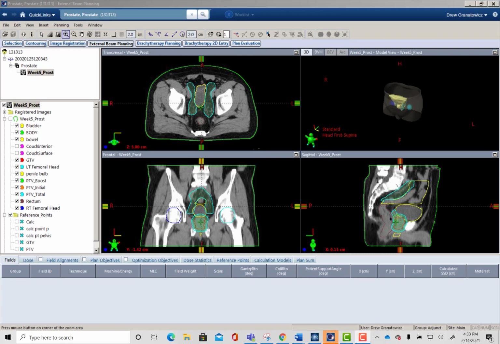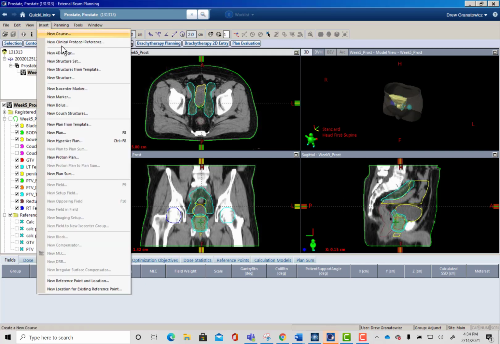Everyone, for the next 2 weeks we're going to be working on this same prostate case. This week we're going to do the initial plan. Next week we'll work on the boost and then put both plans together for the plan sum. We'll go over all that next week. This week let's just focus on this single plan. Okay, let's insert our plan.